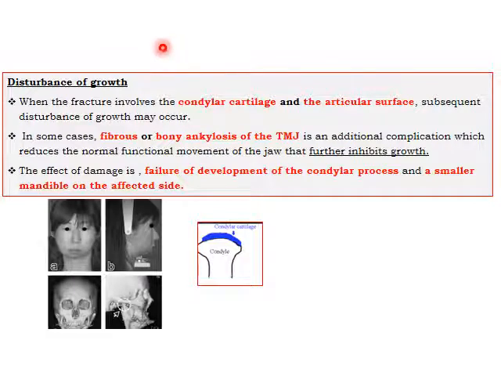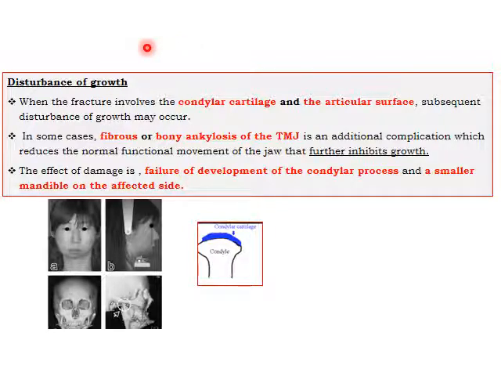So when a fracture involves the condylar cartilage and the articular surface of the condyle, subsequently disturbances of growth may occur. If you see here, in this picture this is the condyle and this is the articular surface, and the cartilage is present on it. So if there is damage to the cartilage or the articular surface, we expect disturbances in the growth of the condyle.